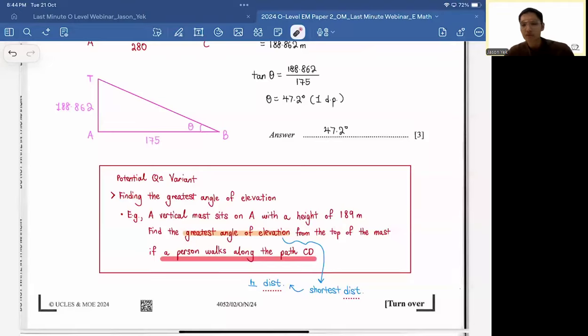Smallest angle of elevation. So you ask yourself, greatest angle of elevation is shortest distance. Smallest angle is? It goes inversely. What if you cannot visualize the triangles?